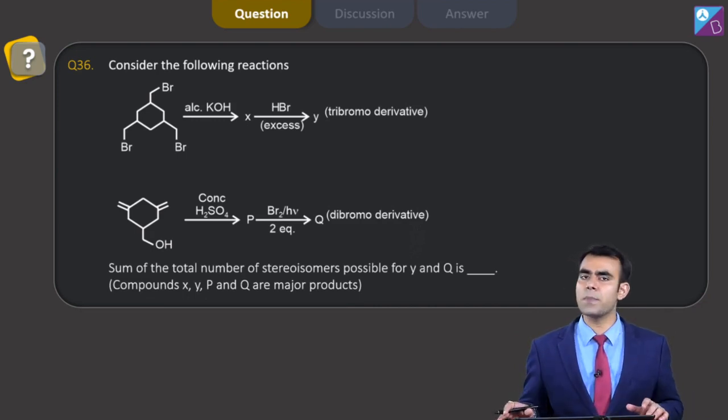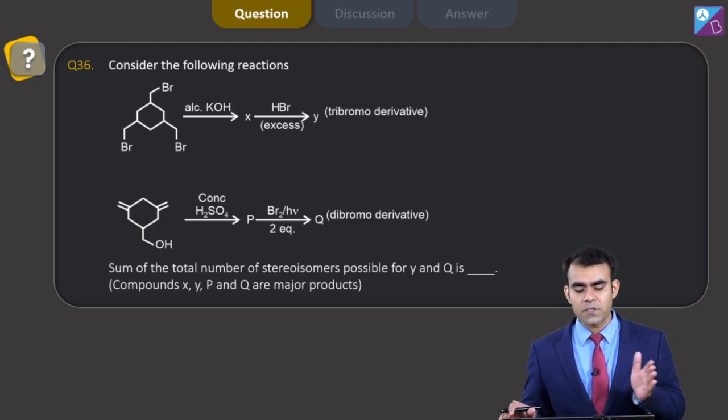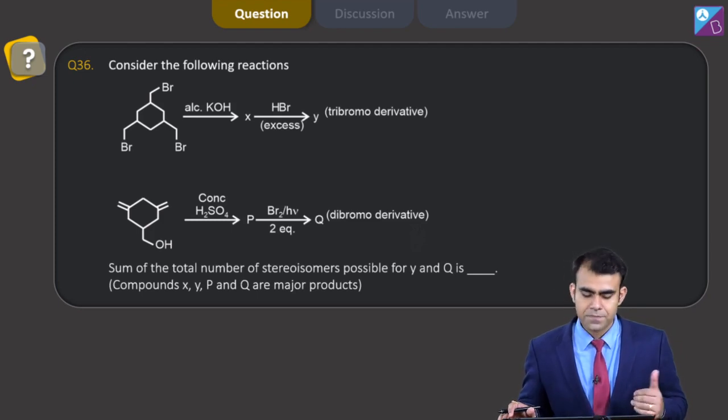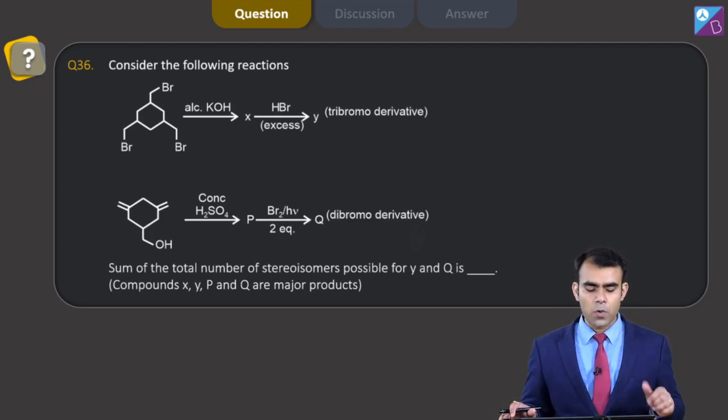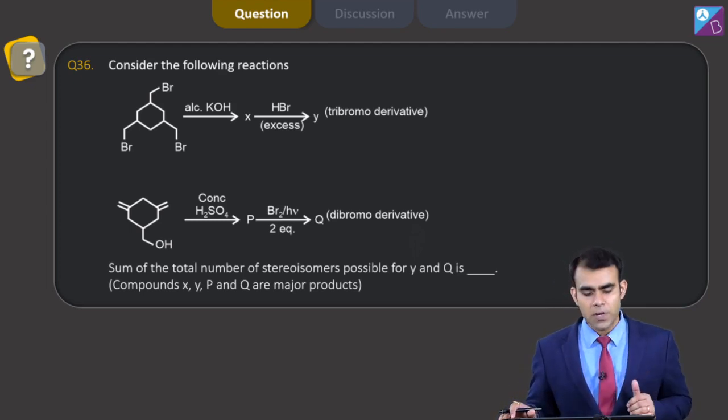So here E2 elimination will take place, alkene will be formed, and after that it reacts with excess of HBr and forms a tribromo derivative. After that there is another equation in which again a compound is given. It reacts with concentrated H2SO4.